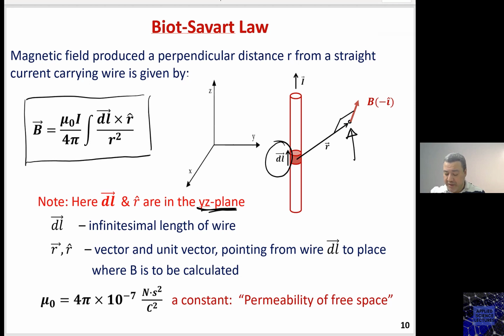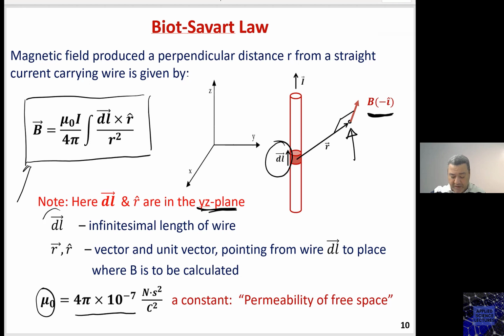So here, that's why I have at this point my direction for the magnetic field to be in the direction of minus i hat. So this is the general expression for the Biot-Savart law. And here, mu naught is the permeability of free space, given as 4 pi times 10 to the power minus 7 Newton second squared per Coulomb squared.